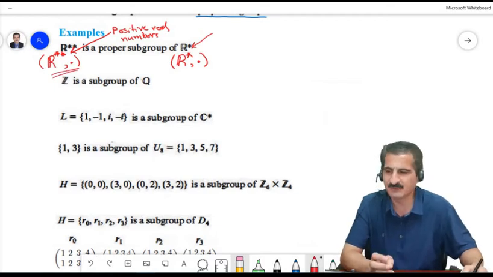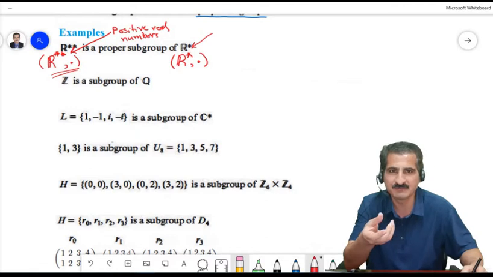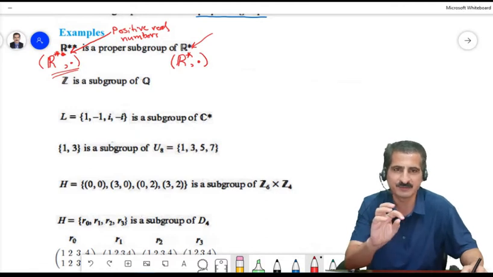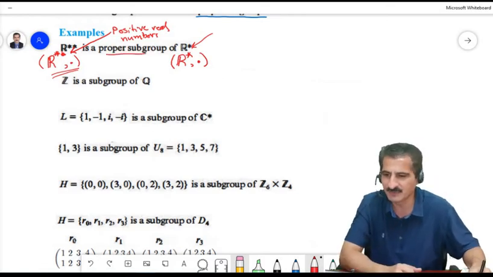Associativity holds there. If you multiply two positive real numbers, you get a positive real number. It is closed. The identity, 1, is there. And if you have a positive real number, then the multiplicative inverse is 1 over that real number, which is still positive. So, okay. So this is a subgroup of R star.